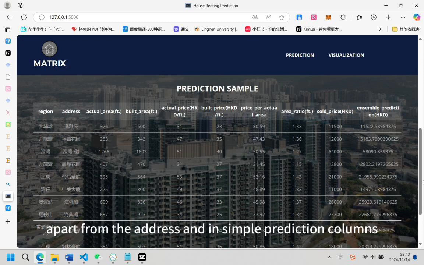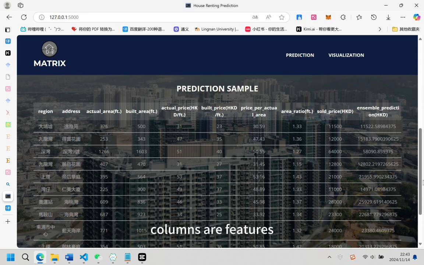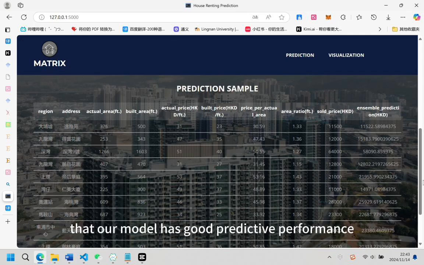Apart from the address and sample prediction columns, the remaining 8 columns are features we selected during our model training. The final prediction results are shown in the last column, sample prediction. It can be observed that most of the data errors are within 10,000, indicating that our model has good predictive performance.